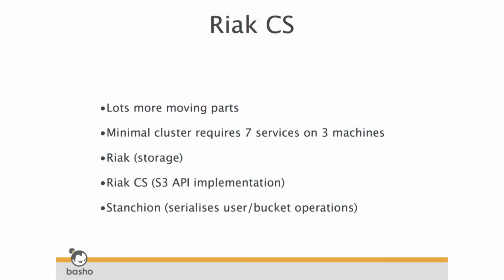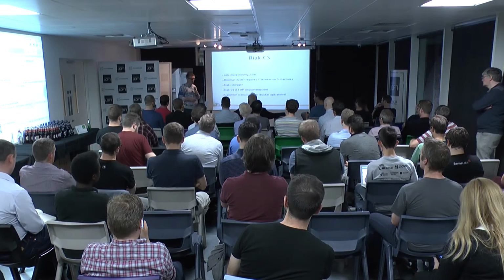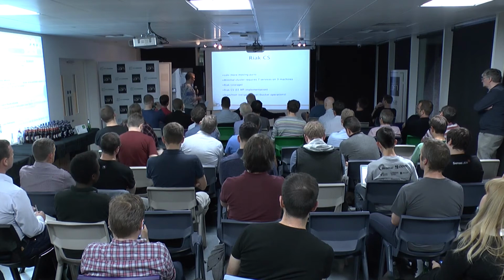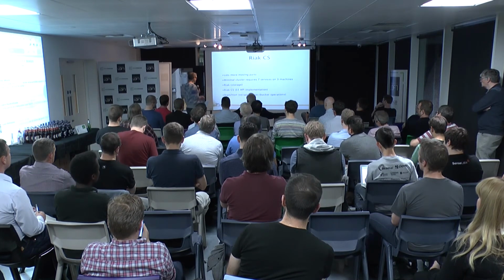Riak CS, and the point of this as well is not to do a sales pitch, but just to illustrate the kind of complexity in setting this stuff up, yeah? So Riak CS is a product that we have as well. It sits on top of Riak, and it provides an S3 type interface. So most of the operations that you can carry out on S3, you can do on Riak CS as well. It's got quite a lot of parts, okay? Uses Riak as the storage engine.